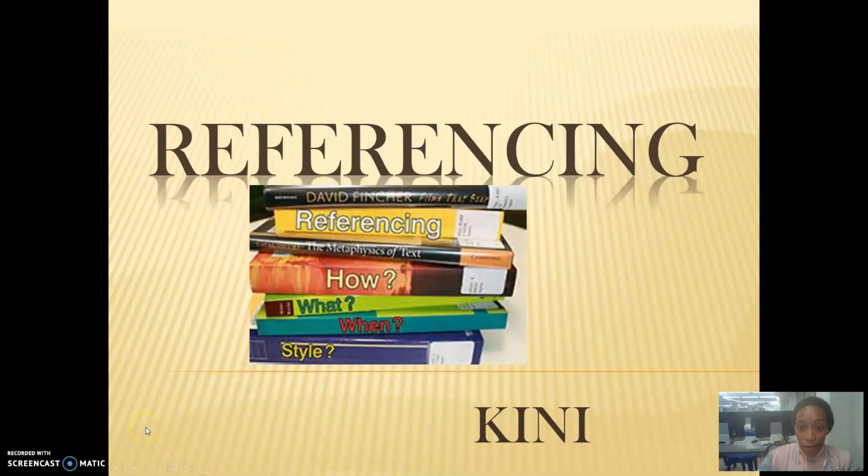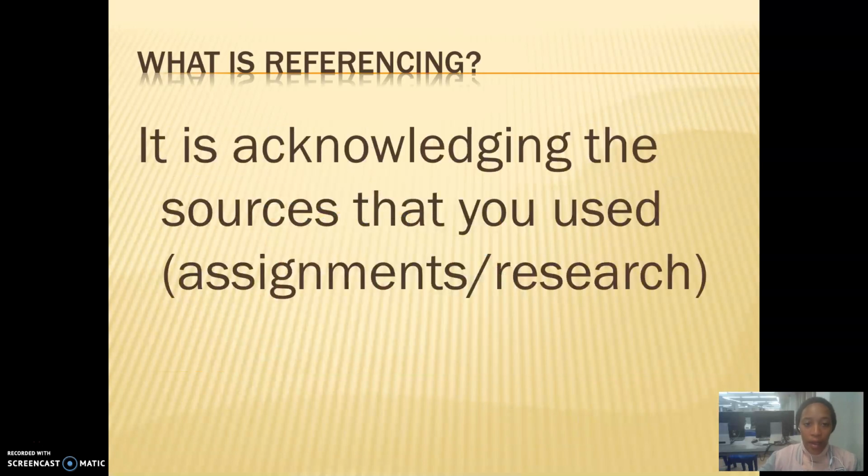Hi everyone. For this lesson we'll be talking about referencing, or we will try to understand what referencing is, how we reference, and for the purpose of the style of referencing, we will be focusing on how the style of referencing works. So, what is referencing? Referencing is acknowledging the sources that you used, be it in your assignment or your research. So you have to acknowledge those sources.